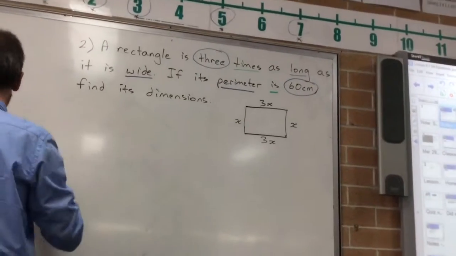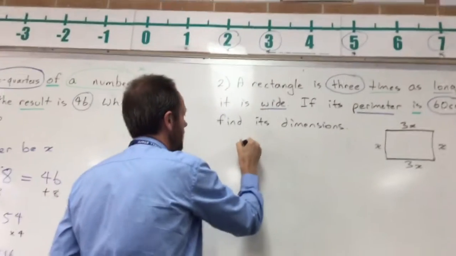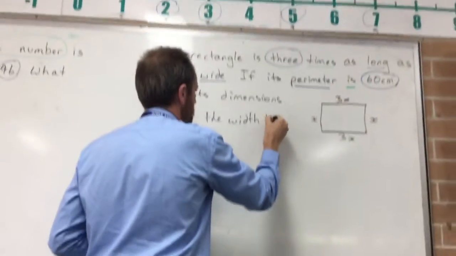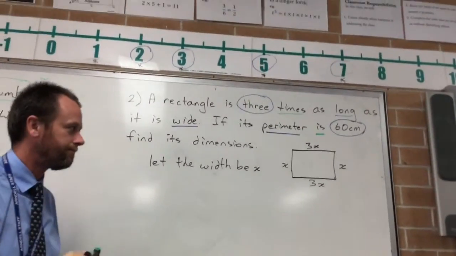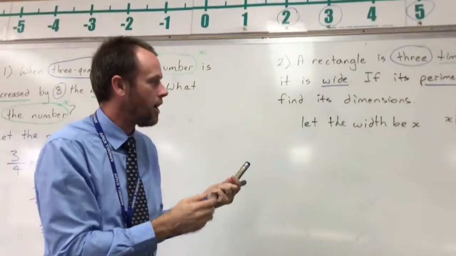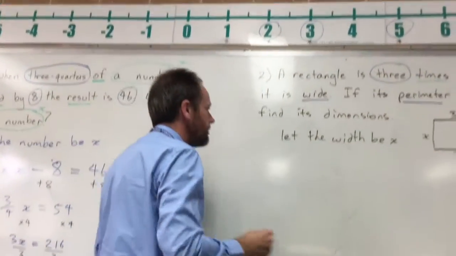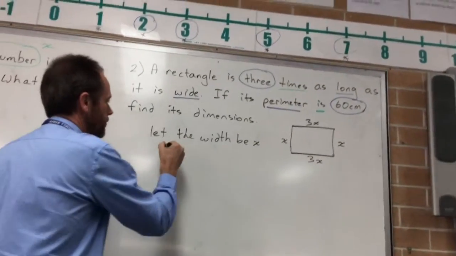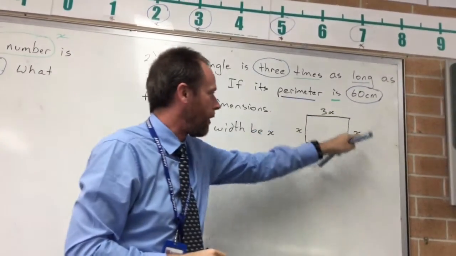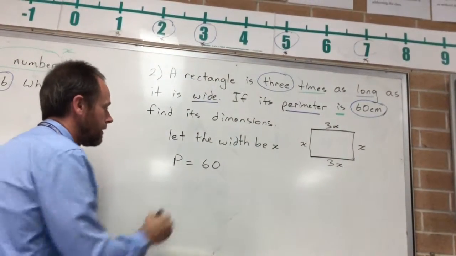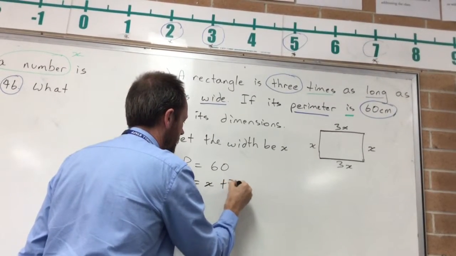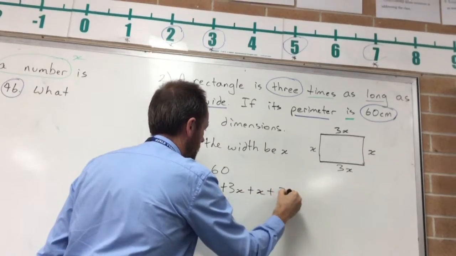So, what I've actually done here is to let the width be x. That's my variable. My variable is x. I've got to find the dimensions, I've got to work through to get this. What I do know is the perimeter in this question is equal to 60. From my diagram, which I can see, my perimeter should also be equal to x plus 3x plus x plus 3x.